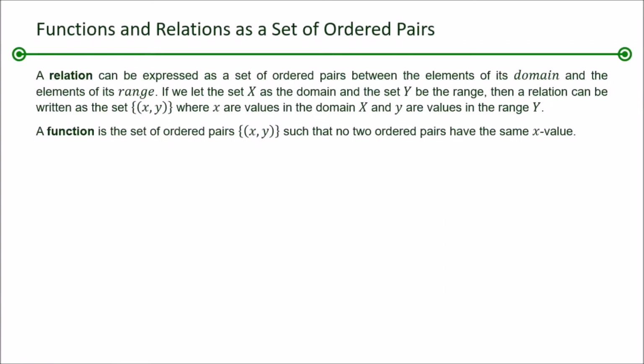If we let the set capital X be the domain and the set capital Y be the range, then a relation can be written as the set of all ordered pairs (x, y), where small letter x are values in the domain capital X and small letter y are values in the range capital Y. A function is the set of ordered pairs (x, y) such that no two ordered pairs have the same x value. Let's have several examples to illustrate this definition of a function.